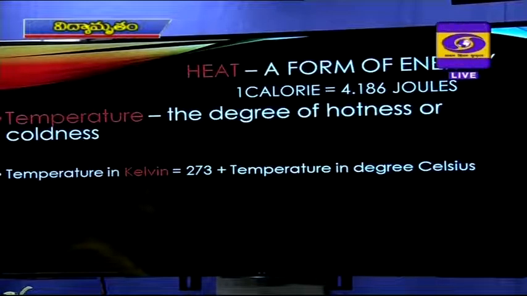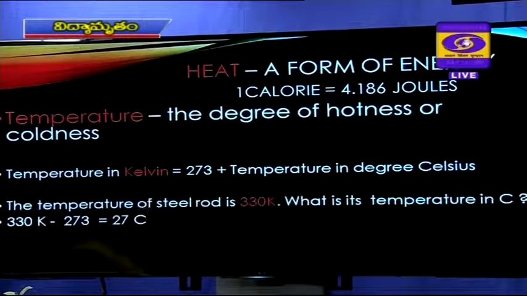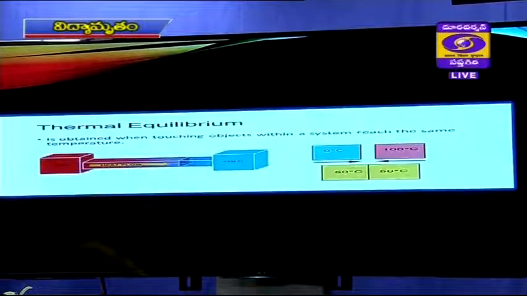That means we are converting the temperature from Kelvin to Celsius. In the examination they will ask you to convert Kelvin into degree Celsius or degree Celsius into Kelvin. Let us take an example. If the temperature of the steel rod is 330 Kelvin, what is its temperature in degree centigrade? That means we have to subtract 330 minus 273, we shall get 27 degrees centigrade.